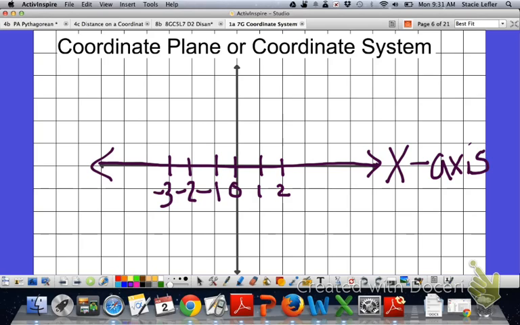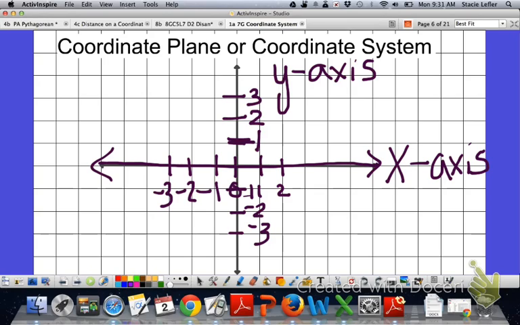It intersects with a vertical number line. And our vertical number line also crosses at 0, and then going positive would be +1, +2, +3. Going down would be our negatives, -1, -2, -3, and so on. And the vertical number line is called the y-axis. One way to remember this is like the vertical tail of the y.